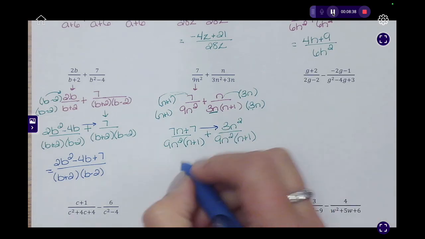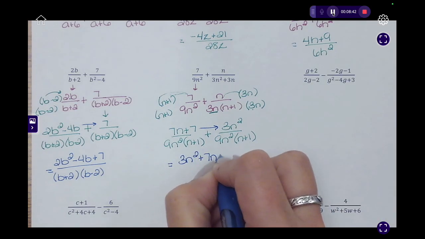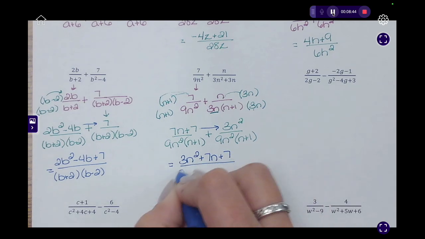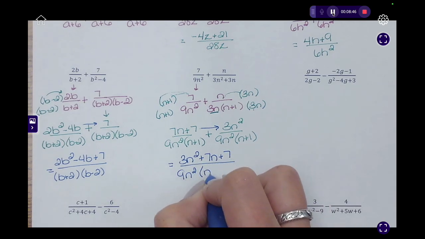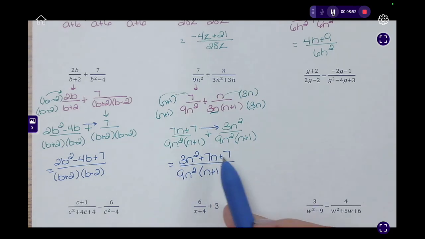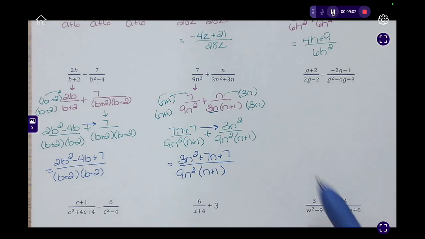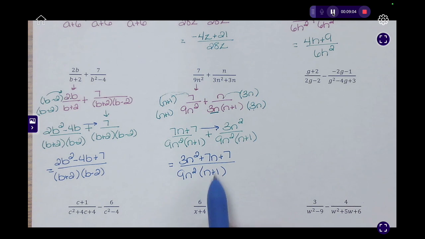So realize that's an n squared plus 7n plus 7. And then that denominator is staying the same. Okay, again, I would want to look at this and say, can I factor this top part out more? So if I do 3 times 7, that's 21. Is there anything that multiplies to give me 21 and also adds to give me 7? No. So that means this can't be factored, so this is as simplified as I can get for that one.